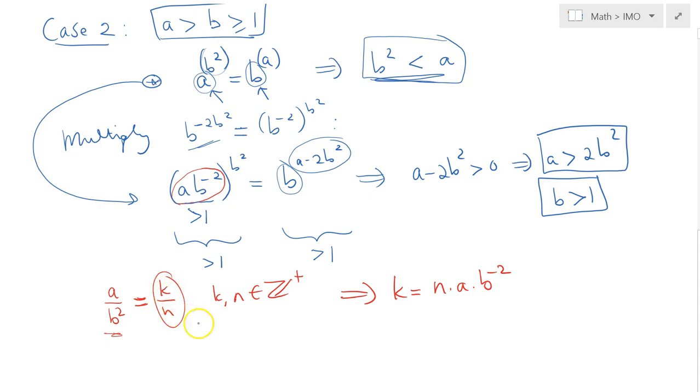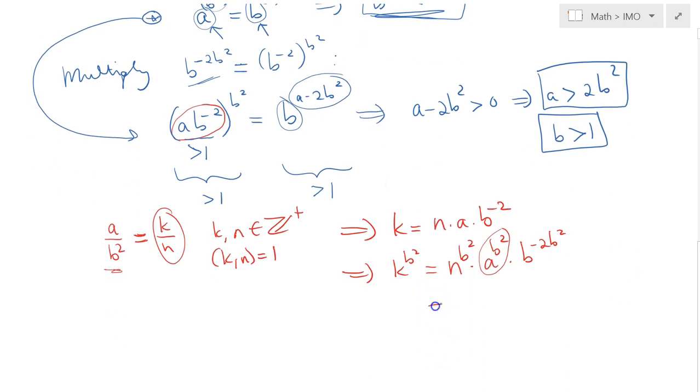Now remember here k and n are in simplest form, so their greatest common divisor must be 1, right? And we have this expression. Now I will take the b squared power of both sides of this expression, so I have k to the power b squared is equal to the b squared power of each of these terms. So we would get n to the power b squared, and then a to the power b squared times b to the power minus 2b squared. But recall from our original equation that this is just b to the power a.